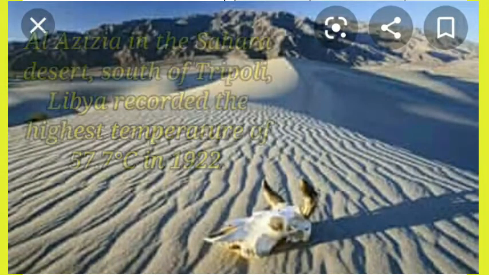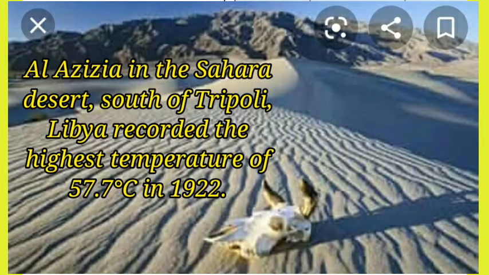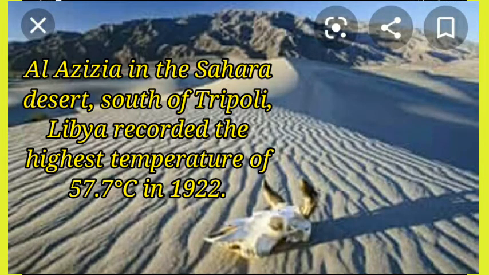Al Azizia in the Sahara Desert, south of Tripoli, Libya, recorded the highest temperature of 57.7 degrees Celsius in 1922. So it is the highest temperature ever recorded in a desert or anywhere else.